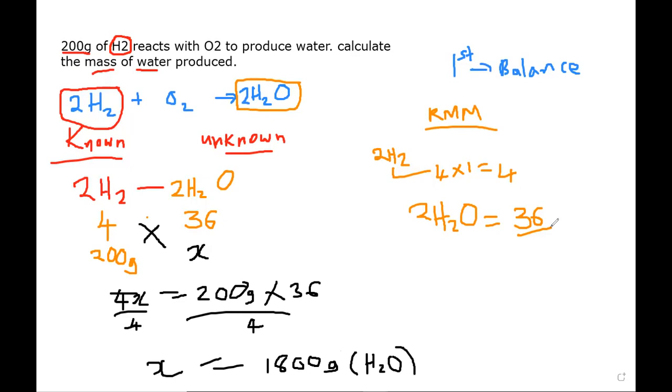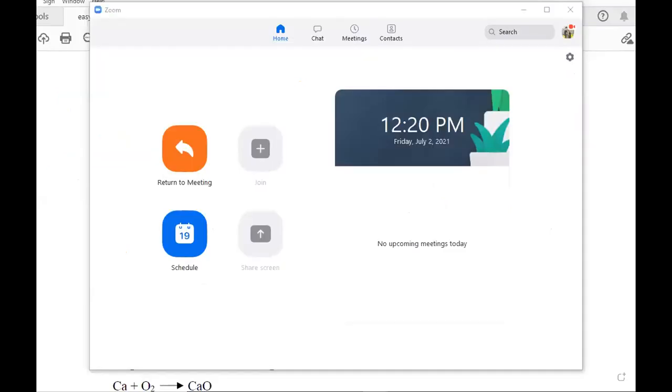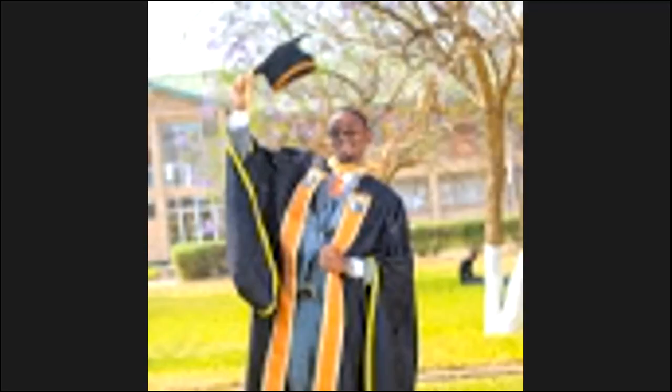The first thing is to balance the equation. Once you balance the equation, identify the known and the unknown, then find their relative molecular mass. Then you can proceed to find the mass. We can look at more examples in this book.